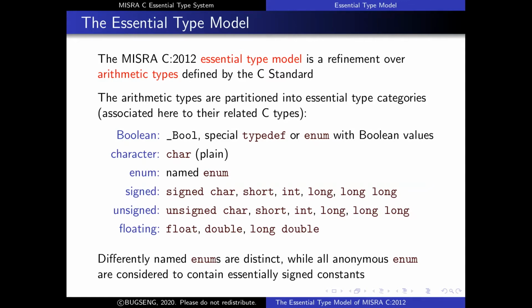One thing to be noticed is that differently named enums are distinct, whereas all the anonymous enums are simply considered to be essentially signed constants. Okay, you use anonymous enums only as a way of declaring constants, and these are signed.